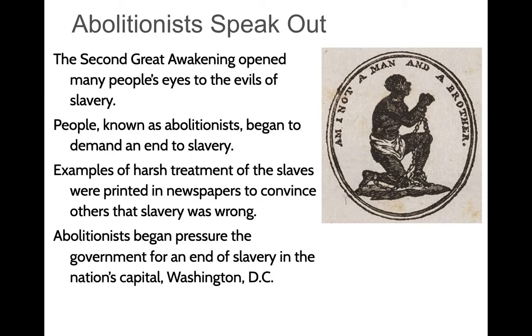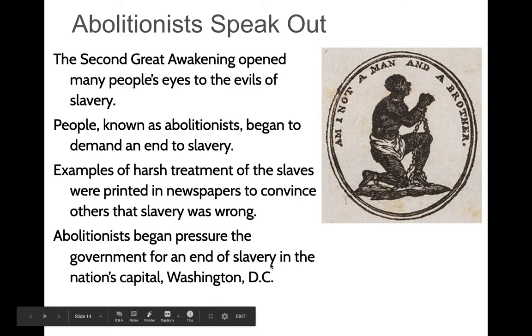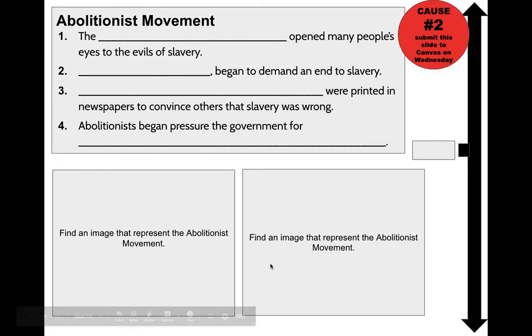Buying and selling of people is obviously a moral and ethical issue and wrong. People known as abolitionists began to demand an end to slavery. Examples of harsh treatment were printed in newspapers and books and pictures as well, to convince people that slavery was wrong. They didn't just want to talk about it, they wanted people to read about it and see it and hear about it. They also did speeches. Abolitionists began to pressure the government for an end to slavery in the nation's capital, Washington, D.C.